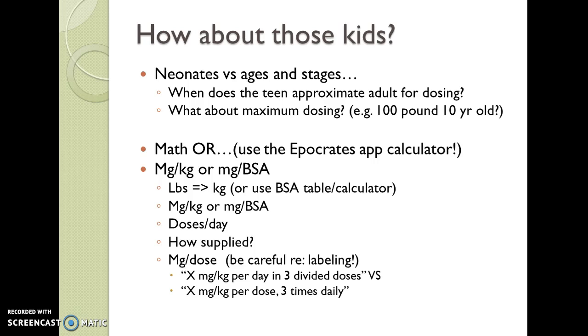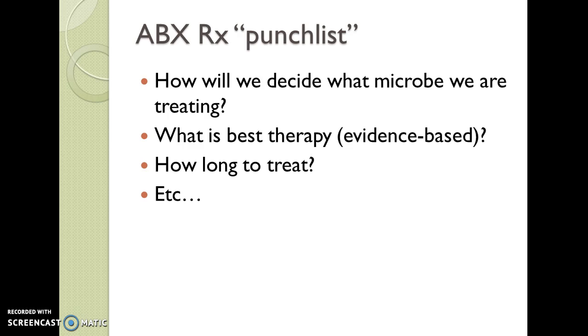We have to know how many doses per day, and this depends upon the recommendations that we read in our resources. And then we have to look at how it's supplied and decide how many milligrams per dose we're giving. It's fairly complicated. Hippocrates has a wonderful app that helps you with it. Do be careful because some drugs are given, for example, in milligrams per kilogram per day in 3 divided doses, which is different than milligrams per kilogram per dose 3 times daily. So think that one through.